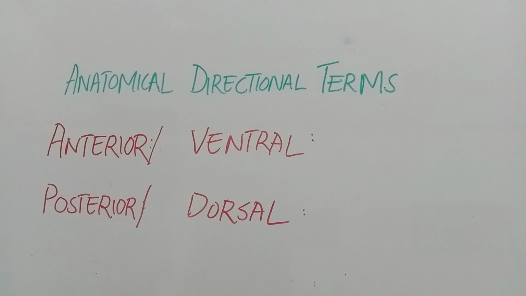So in the nerves, we have often heard about the ventral roots and the dorsal roots. These are the terminologies which are used instead of anterior and posterior. They are synonyms of these terminologies.